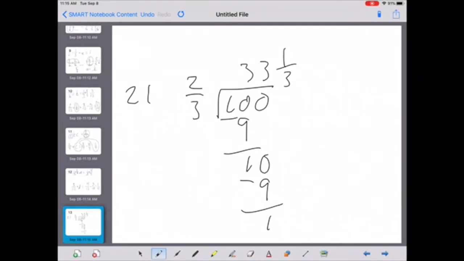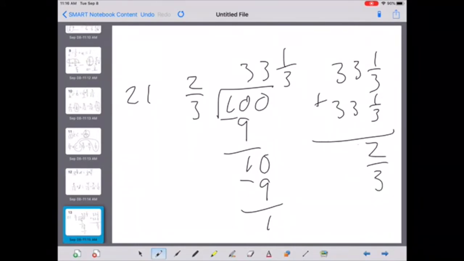Now I need to take that times 2. So you got 2 choices. The easier one might be 33 and 1/3 plus 33 and 1/3, and just add them together. 1 plus 1 is 2. 3s stay the same. 3 and 3, 3 and 3. My answer is 66 and 2/3.